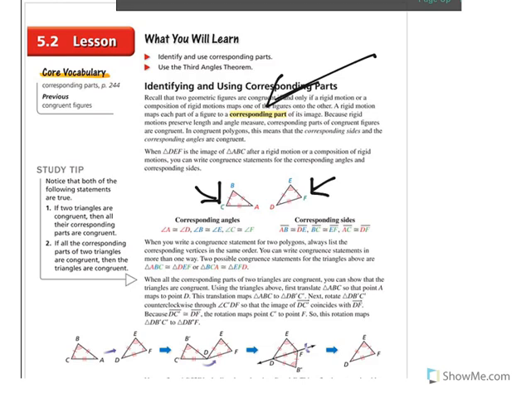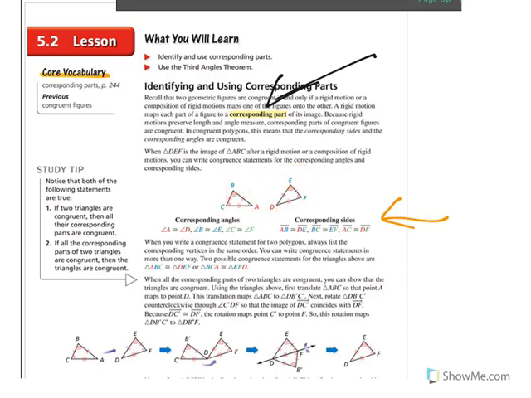So if you take a look at the middle here, it has our corresponding angles. We have angle A and angle D are congruent. We have angle B and angle E are congruent. And then we have angle C and angle F are congruent. So notice that we're actually comparing one angle from one triangle and one angle on the other. Alright, so each of the corresponding angles are congruent.